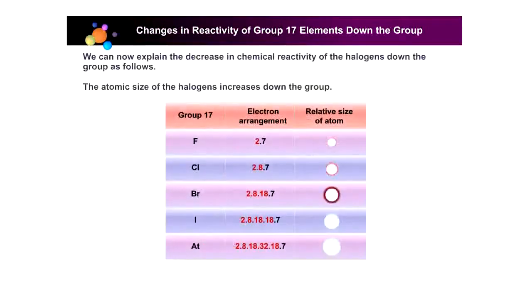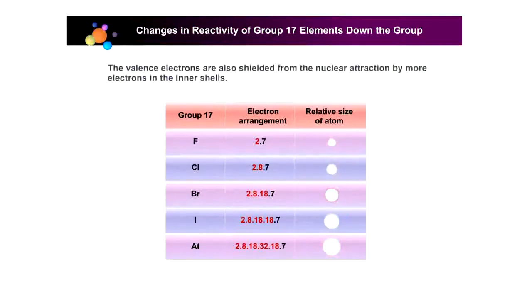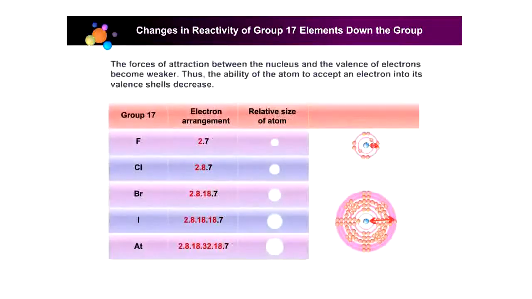We can now explain the decrease in chemical reactivity of the halogens down the group as follows. The atomic size of the halogens increases down the group. The valence electrons are also shielded from the nuclear attraction by more electrons in the inner shells. The forces of attraction between the nucleus and the valence electrons become weaker. Thus, the ability of the atom to accept an electron into its valence shell decreases.